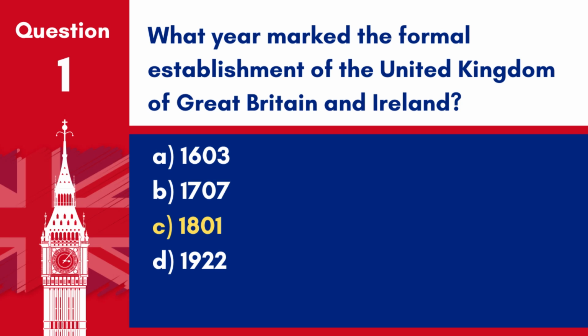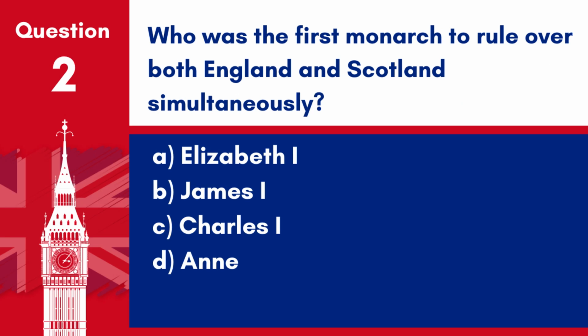Question 2. Who was the first monarch to rule over both England and Scotland simultaneously? A. Elizabeth I, B. James I, C. Charles I, D. Anne. Answer: B. James I. James VI of Scotland became James I of England in 1603, ruling both countries simultaneously.